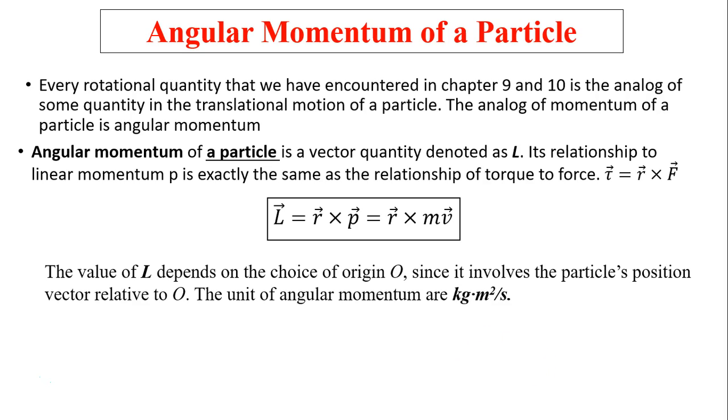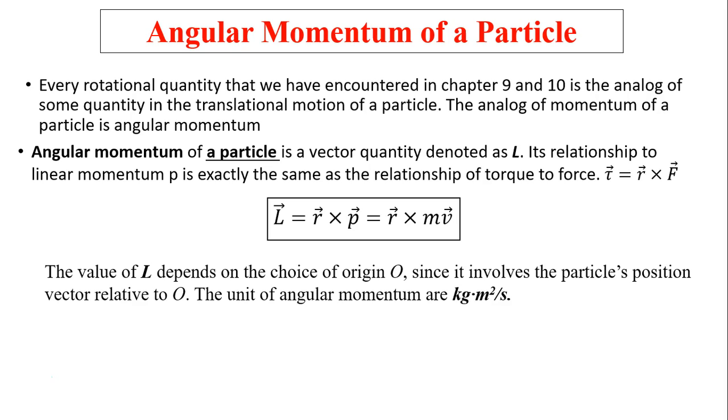Angular momentum of particles. Every rotational quantity that we have encountered in chapters 9 and 10 is the analog of some quantity in the translational motion of a particle. The analog of the momentum of a particle is angular momentum. Angular momentum of a particle is a vector quantity denoted as L. Its relationship to linear momentum p is exactly the same as the relationship of torque to force. Torque equals r cross F, so L equals r cross p. That is the same as r cross mv.